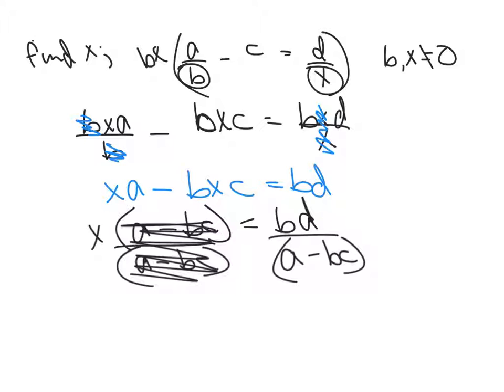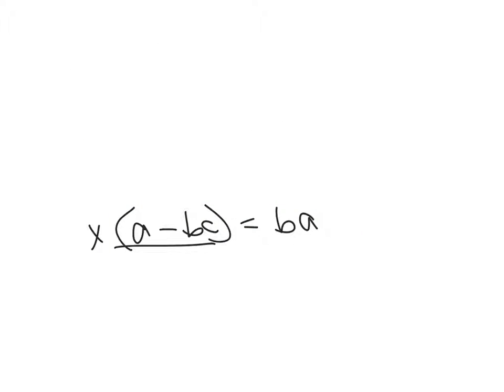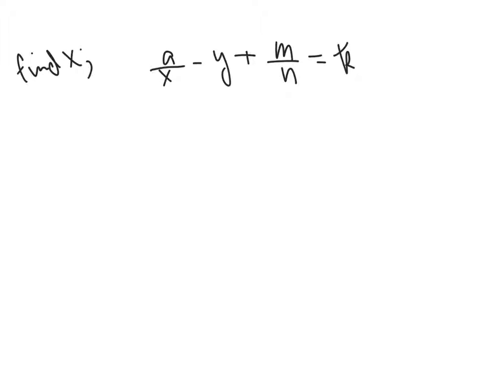Alright, so one more example and we'll be done with this video. It looks like we're not going to have to go into a second video, which is always good. Okay, so we have a over x minus y plus m over n equals k over n, and they're asking us to find x. Okay, so x and n are the only two letters that are in the denominators, so x and n cannot be 0.